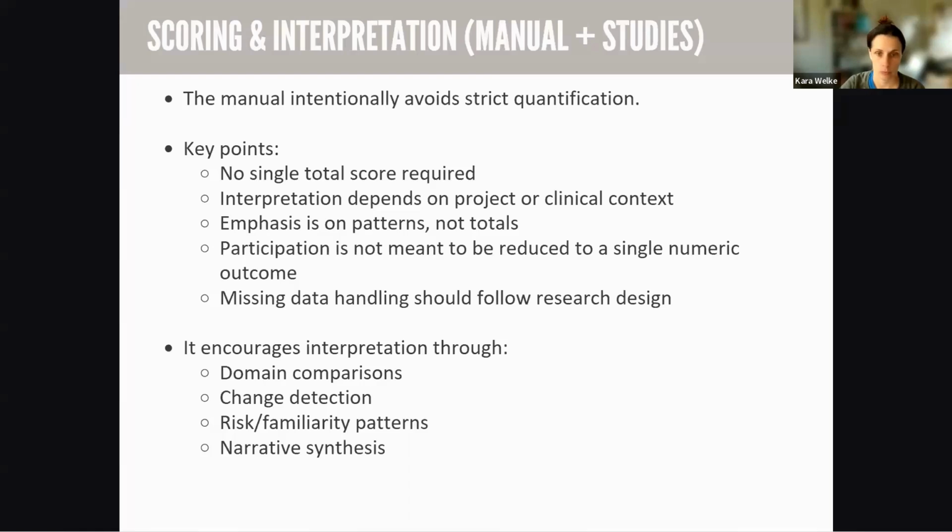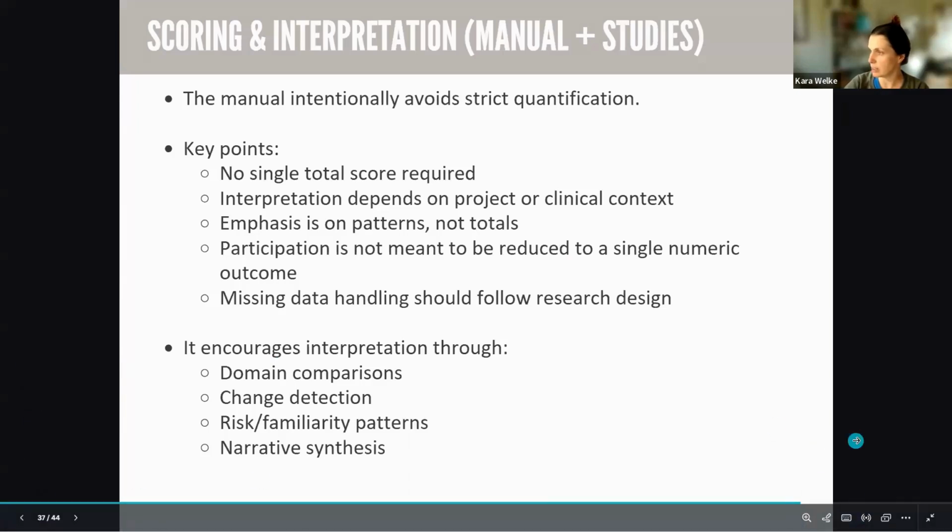Pull up this again. Okay, so hopefully that all makes sense with the assessment.